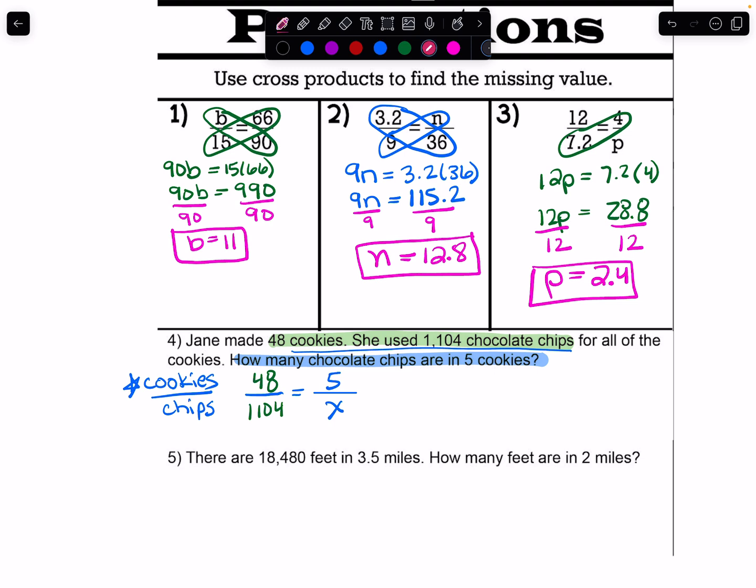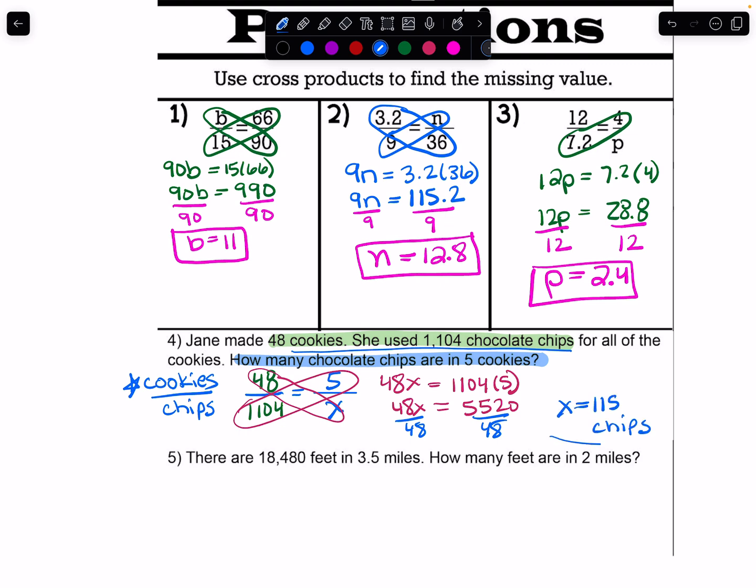So once we've set it up, we can do cross products. So I'm going to do 48 times x equals 1,104 times 5. So 1,104 times 5 is 5,520. And we're going to divide both sides by 48. And we get that there are 115 chocolate chips in 5 cookies.